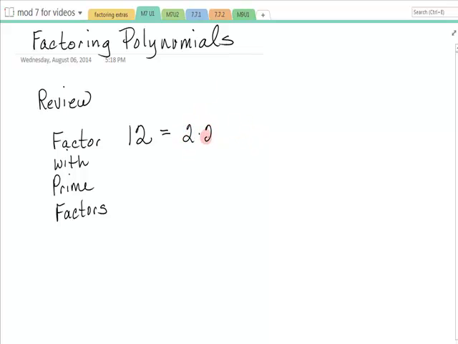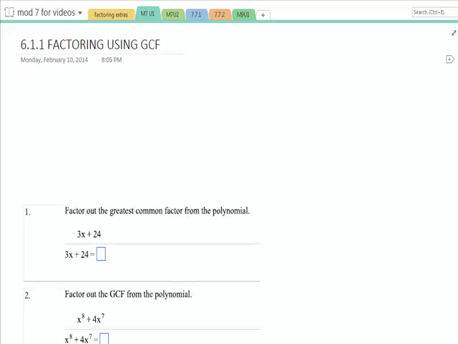2 times 2 times 3, those are the prime factors of 12. I'm not going back over and talking about how you get them, maybe using a factor tree, but this is the prime factorization of 12. To find factors means you're finding those quantities that can be multiplied together to give you the original. By them being prime factors, they can't be broken any further. That's what we're going to do with polynomials. So let's take a look at our first ones.